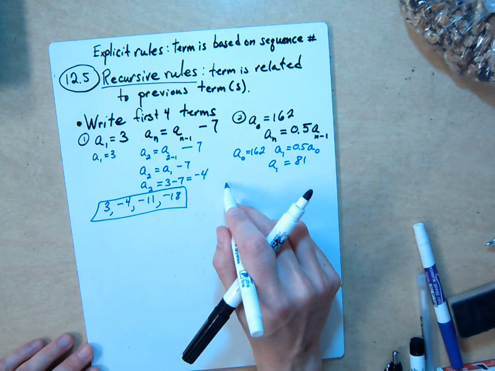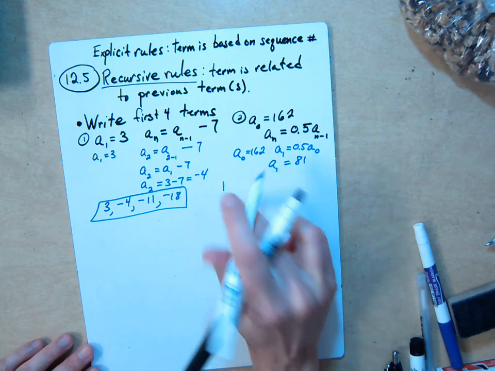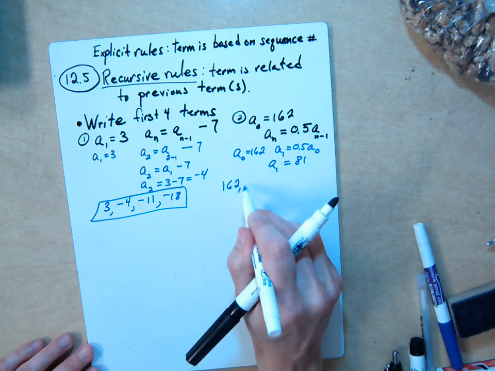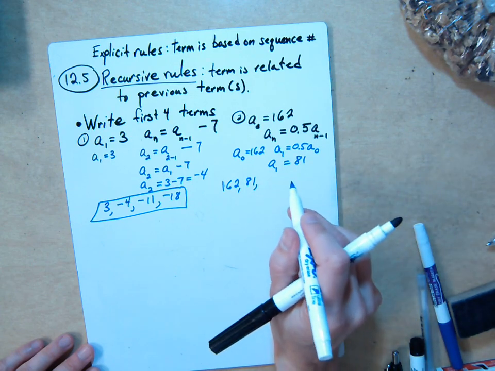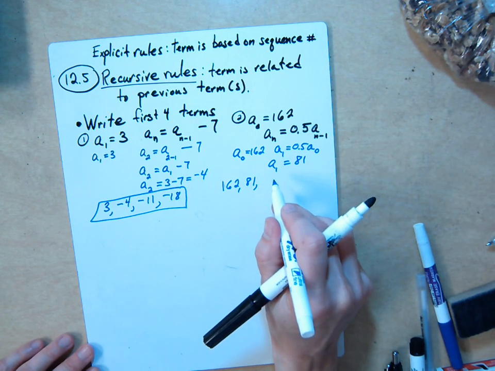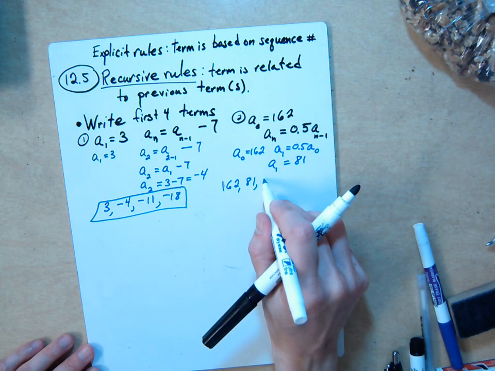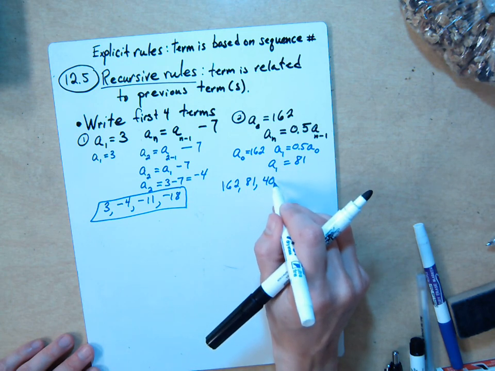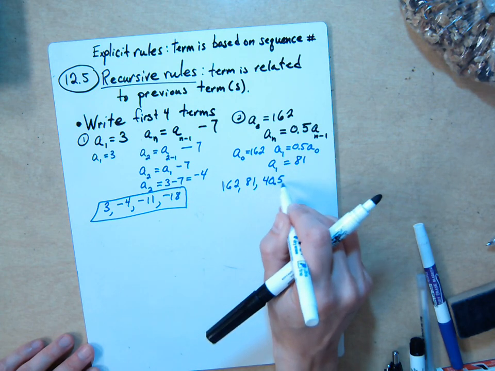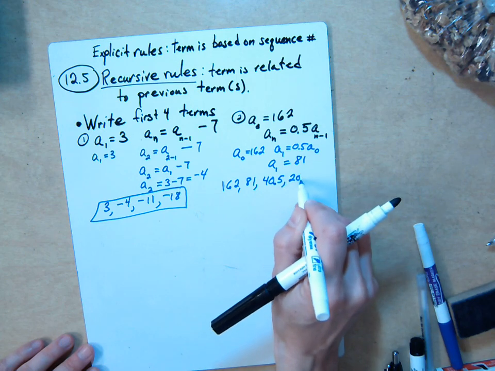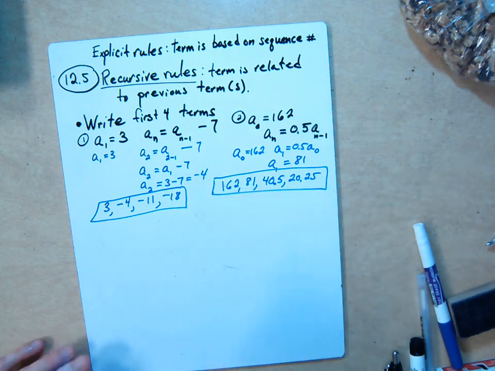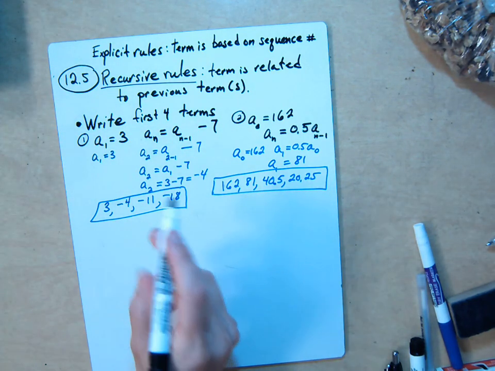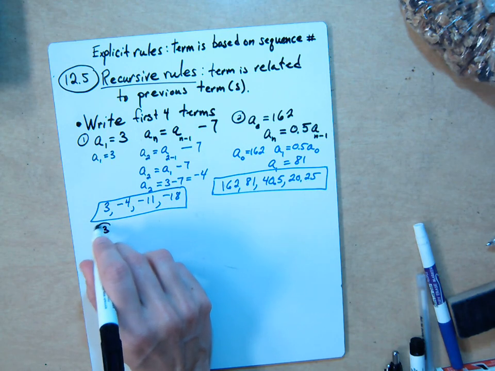So we don't need to do any more writing out. We can just say the terms are 162, 81. You keep going. What's next? 40.5. Nice. And then 20 and a quarter. Good. Yes. Okay, so we're going to do one more, and then we'll go the other direction.